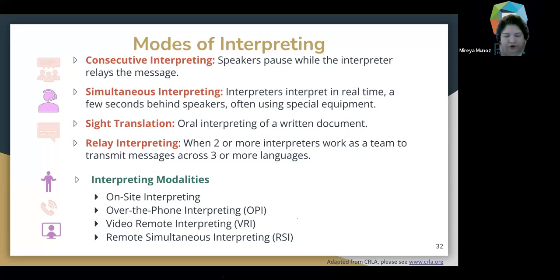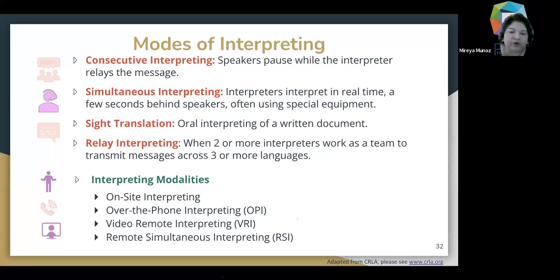And then you have the relay interpreting, which is when two or more languages are needed because you have interpreters working in a team, a lot of times because of our indigenous languages. For example, you have a patient who only speaks Mixteco, and then you would have to have an interpreter who speaks Mixteco and Spanish, and then from there maybe to English. So you would need two teams of interpreters to be able to relay the message over.